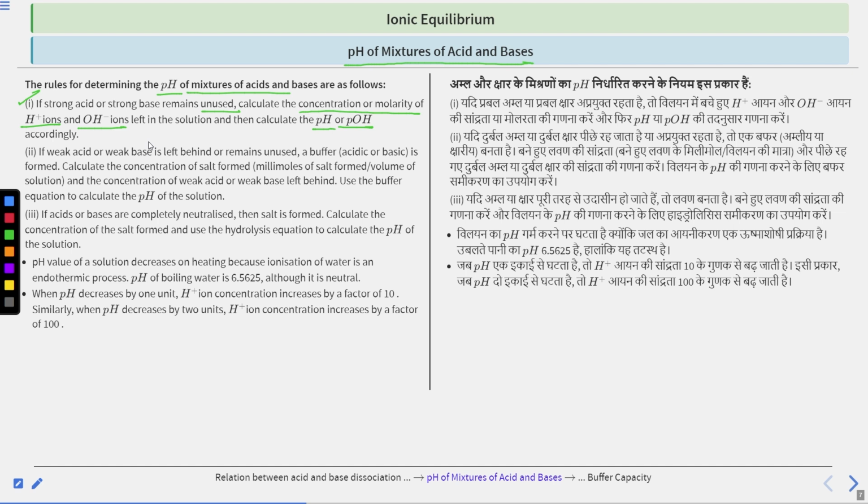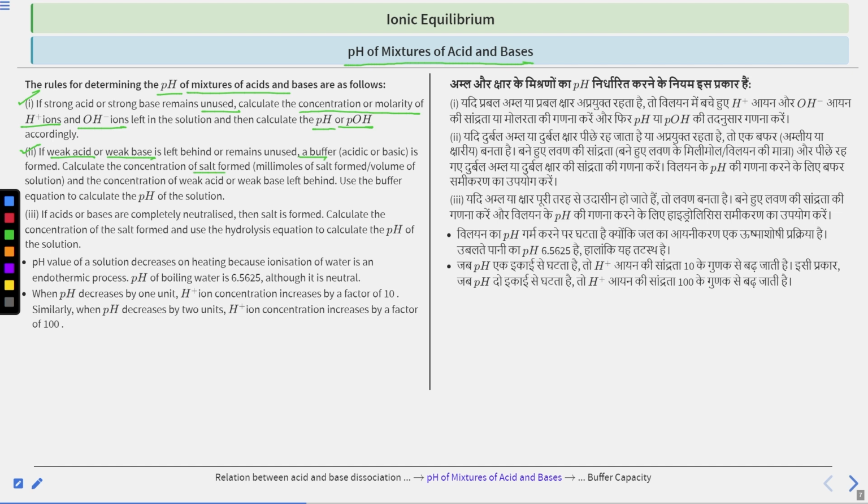So if the strong acid or strong base remains unused, first we have to find out the concentration or molarity of H+ ions or OH- ions left in the solution, and then we have to calculate the pH or pOH accordingly. Second, if weak acid or weak base is left behind or remains unused, a buffer, acidic or basic, is formed. In the case of strong acid and strong base we have seen, but in case of weak acid or weak base, if it is left behind, a buffer is formed.